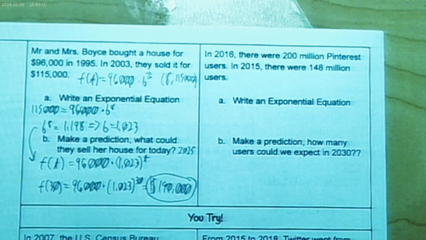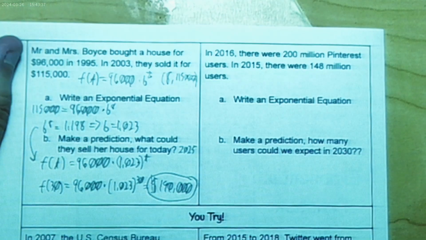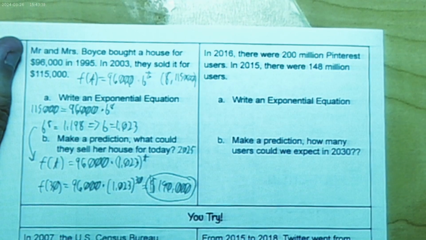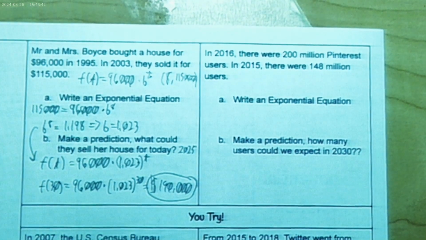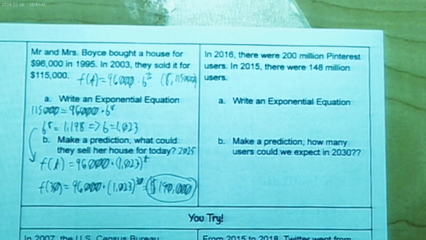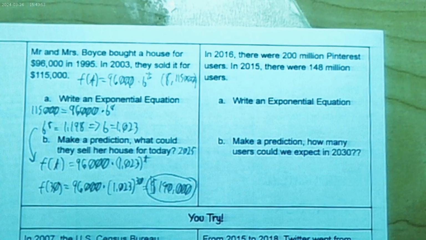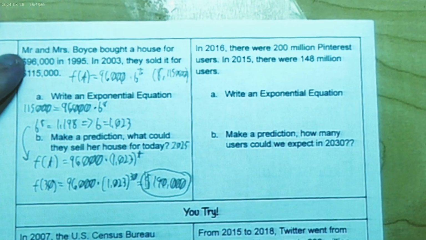All right, moving on. In 2016, there were 200 million Pinterest users. In 2015, there were 148 million users. Oh, all right. So they shook up when they gave us the information. They're still giving us the same information of 2 points with the passage of time, but now they've twisted around when they tell us that information. So good on you, good on you.